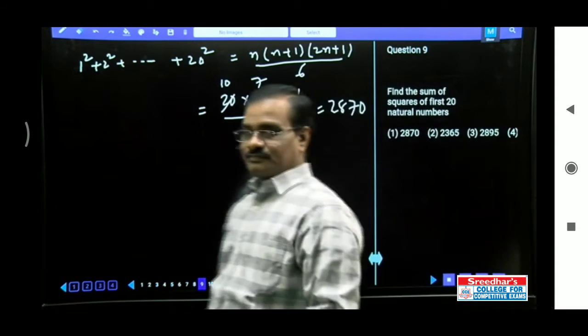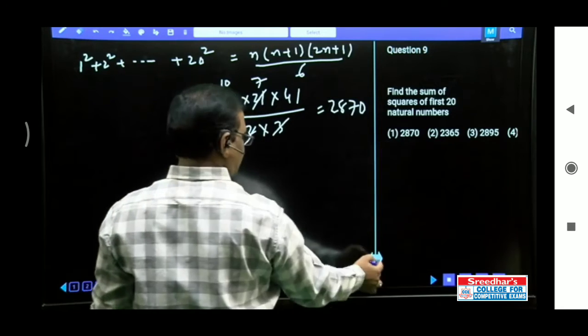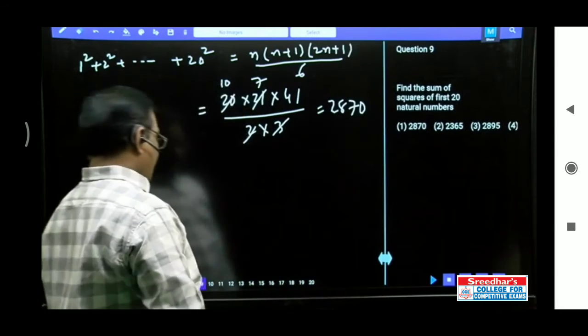Therefore the answer is 2870. The sum of the squares of the first 20 natural numbers is 2870. First option is the answer. Next 10th one.